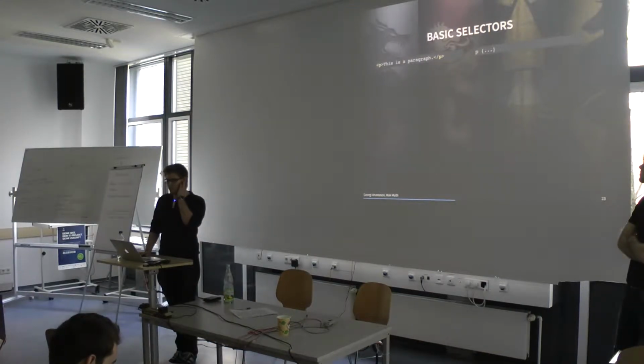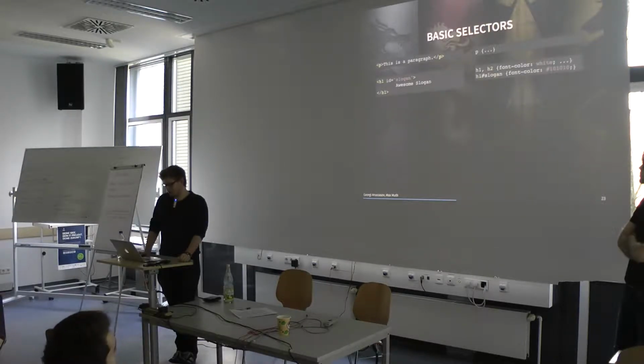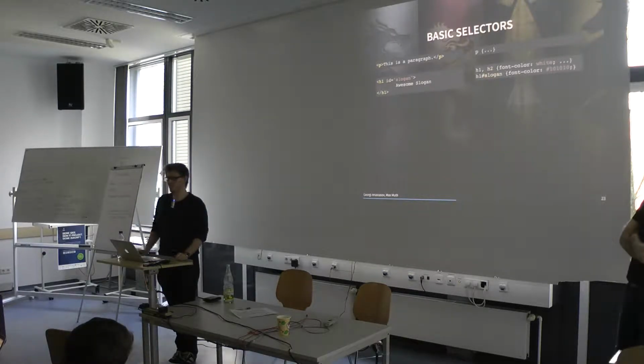I will show you some pretty basic selectors. For example, this paragraph selector. You can select every DOM element by writing its name in CSS. You can select DOM elements by using their ID. This is a kind of shortcut in CSS where you write a hash and the ID.